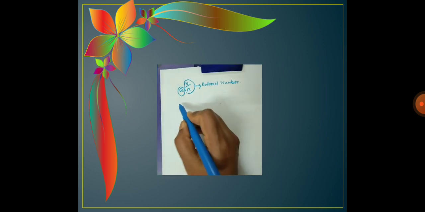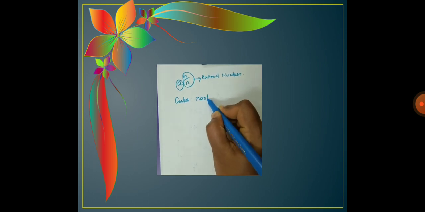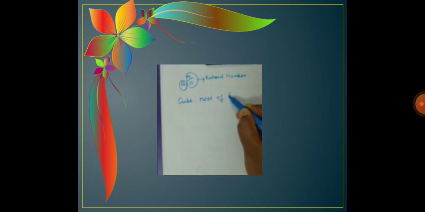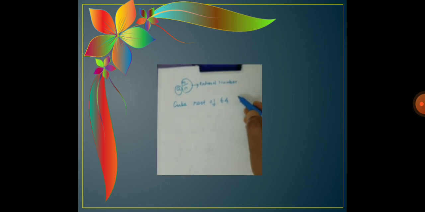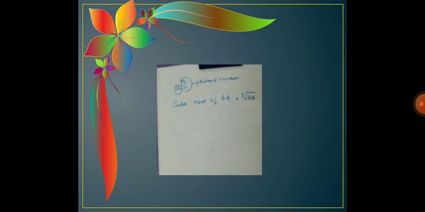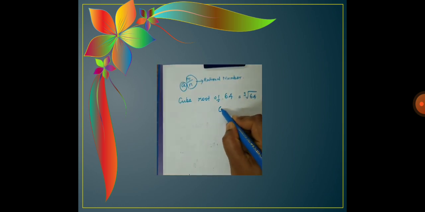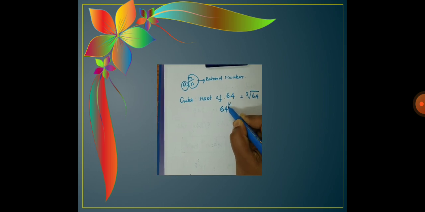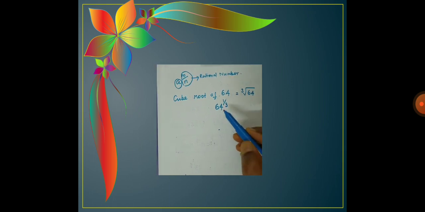Okay. Now what is the cube root of 64 and how can we write it? Cube root of 64, or how can we write it? 64 raised to the power 1 by 3. Yes, this is the cube root of 64.